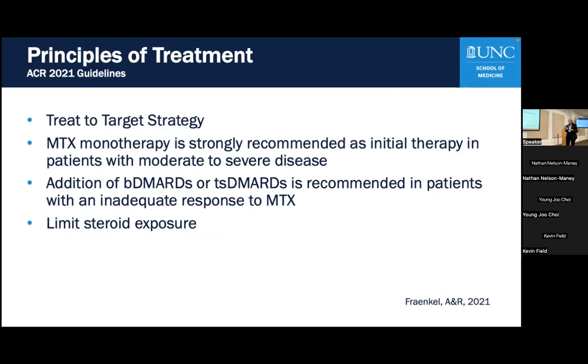So what are our sort of strategies? We have developed what we call a treat to target strategy. Our goal is to decrease the number of swollen and tender joints and improve function. And we're going to keep at it until we get there. Methotrexate monotherapy as a single drug is strongly recommended as initial therapy in patients with moderate to severe disease. And as I mentioned, in patients who have an inadequate response to methotrexate, we would add either a biologic DMARD or a targeted synthetic DMARD.